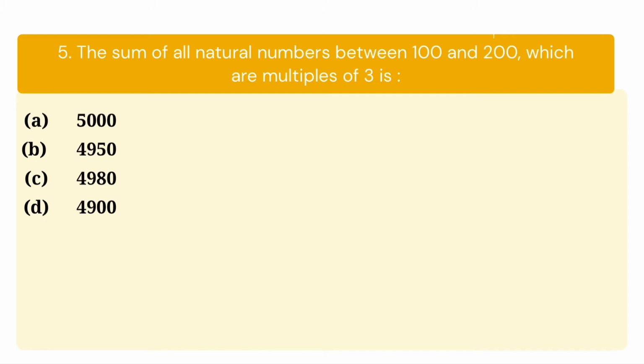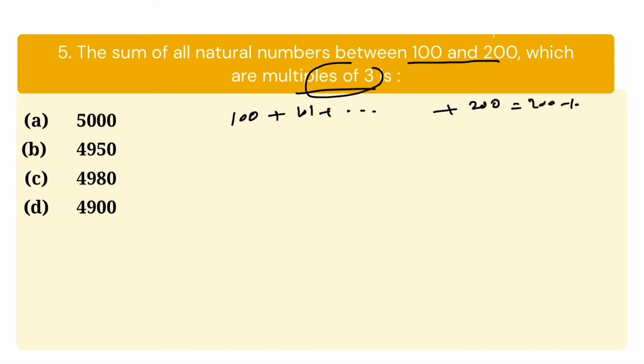The sum of all natural numbers between 100 and 200 which are multiples of 3. Okay. He wants all natural numbers between 100 and 200, but the condition is they must be multiples of 3. Normally the numbers will start from 100, 101 and so on to 200. So we will have 200 minus 100 plus 1, which is 101 numbers between 100 to 200, since 100 is involved, so plus 1 has to be done.